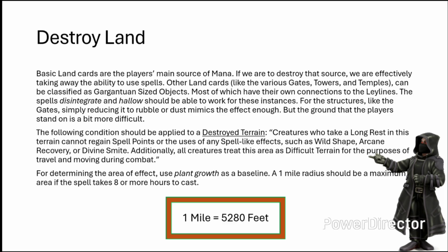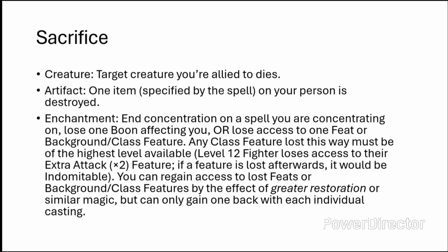5,280 feet. Alright, now we're going to get into the rest of the sacrificing abilities. If a creature is sacrificed, a creature you are allied to dies. If you are sacrificing an artifact, an item on your person specified by the spell is destroyed.